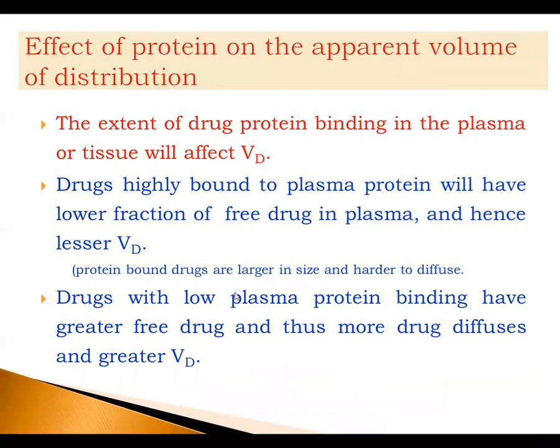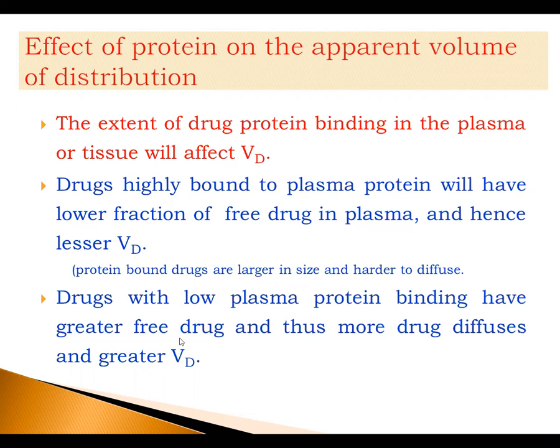And this is the relation I'm just giving you to get an idea. High protein binding of the drug results in a decreased volume of distribution. Vice versa is also true: low plasma protein binding means greater free drug. This is the justification: why does the unbound drug have a larger VD?